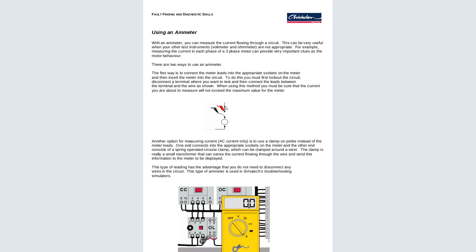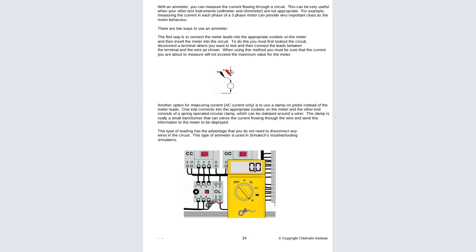There are two ways to use the ammeter. The first way is to connect the meter into the appropriate socket of the meter. Then insert the meter into the cap. You can now see how it is connected. You can now see how you can test the current. Then you connect the live wires.